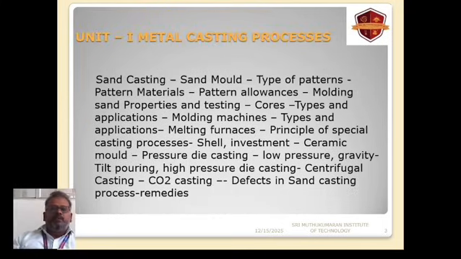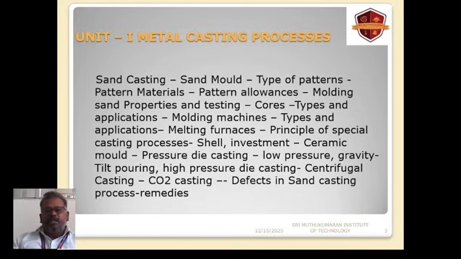So unit 1 here. As I told you, this is the sand casting process. Sand molding, types of pattern, pattern allowance, molding sand properties, testing, then core, types of cores, molding machines, types and applications of molding machines, then melting furnaces, where the raw material is melted. Then different special casting processes are there.